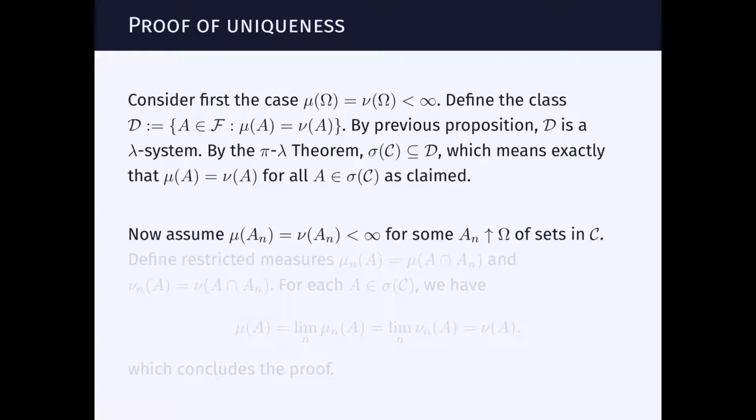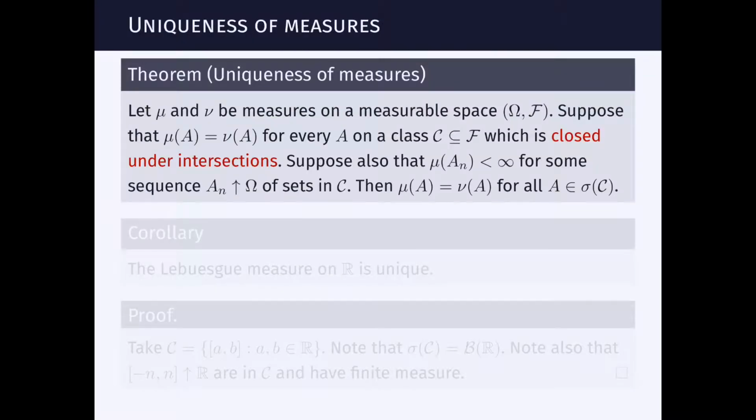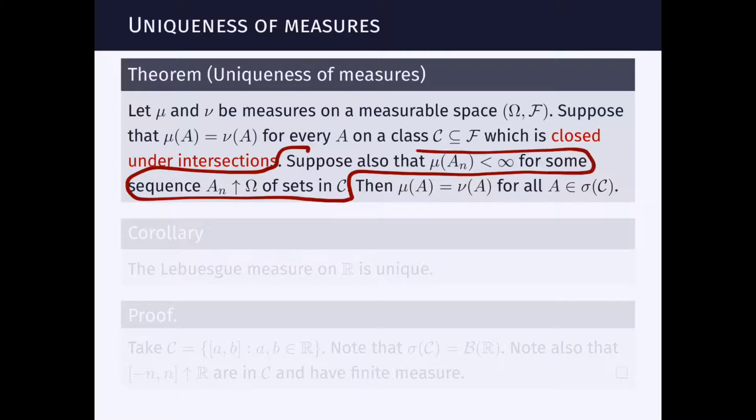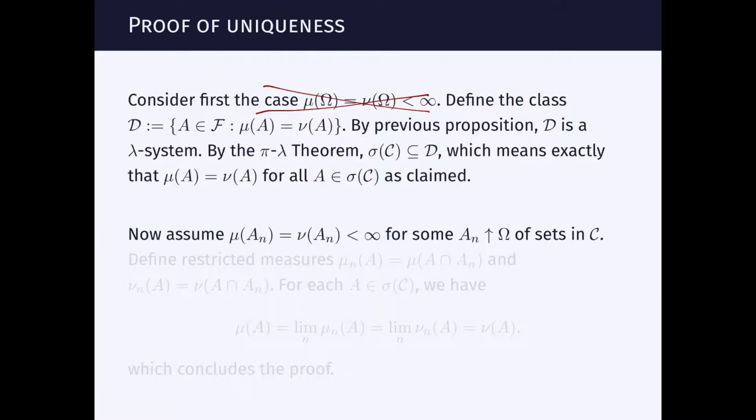But of course, this was assuming that beforehand we knew the measures mu and nu were the same and they were finite. That's a big assumption. We want to drop that assumption now. And if we go back here to the theorem we are trying to prove, it has an assumption that will allow us to overcome the lack of that assumption, which is we can find a sequence of sets which are in this class, they increase to the entire space, and they have finite measure. And this is the assumption that I'm replicating here.